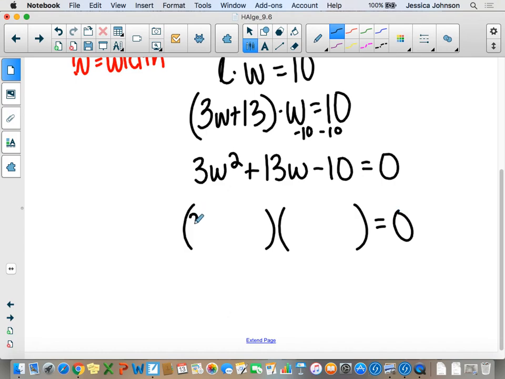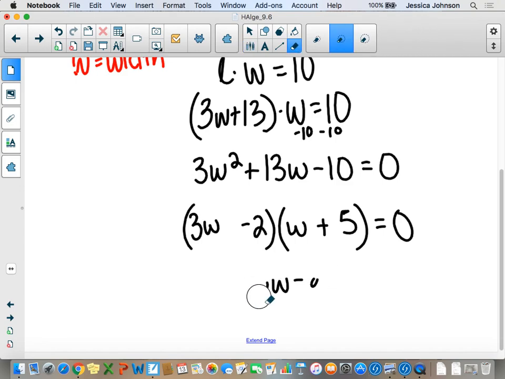So I've got 3W squared, that means 3W and W have to be used. I've got negative 10 at the end, it means I need to either multiply negative 5 and positive 2, or negative 10 and 1. One has to be negative and one has to be positive. So again, it's a little bit of a guessing game. So I'm going to use positive 5 here. That's going to give me 15W. And then if I use negative 2 here, that's going to give me negative 2W. 15W minus 2W would give me the positive 13W.